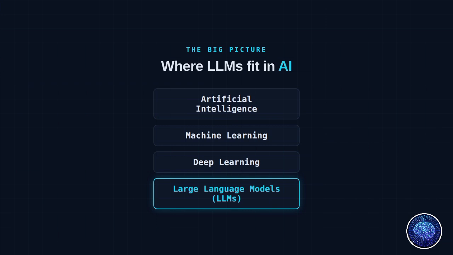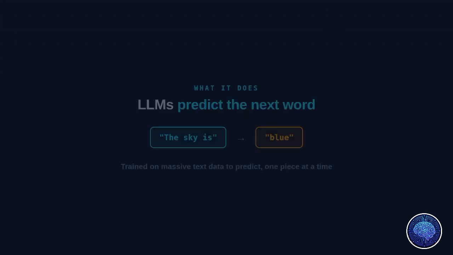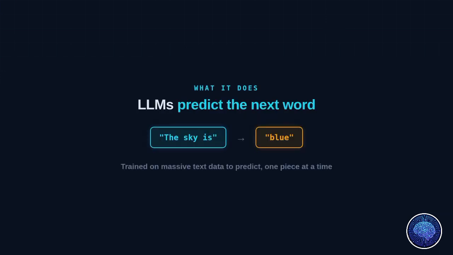At its core, an LLM does one simple thing: it predicts the next word. Give it, "the sky is," and it predicts "blue." It's trained on huge amounts of text, so it gets really good at this prediction over and over, word by word. But here's the catch: an LLM is just a neural network.